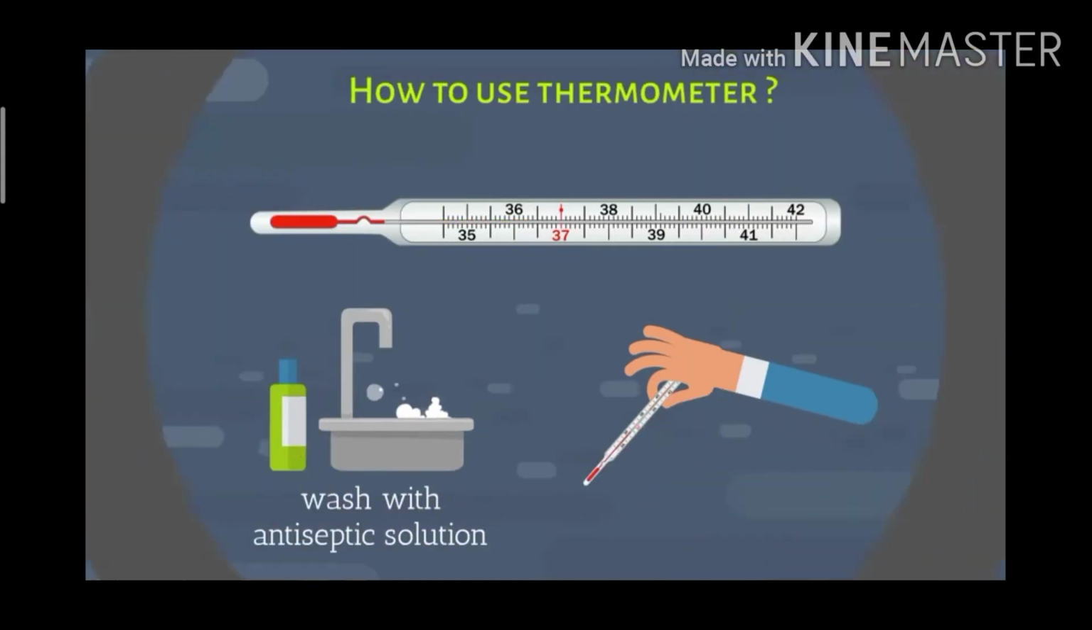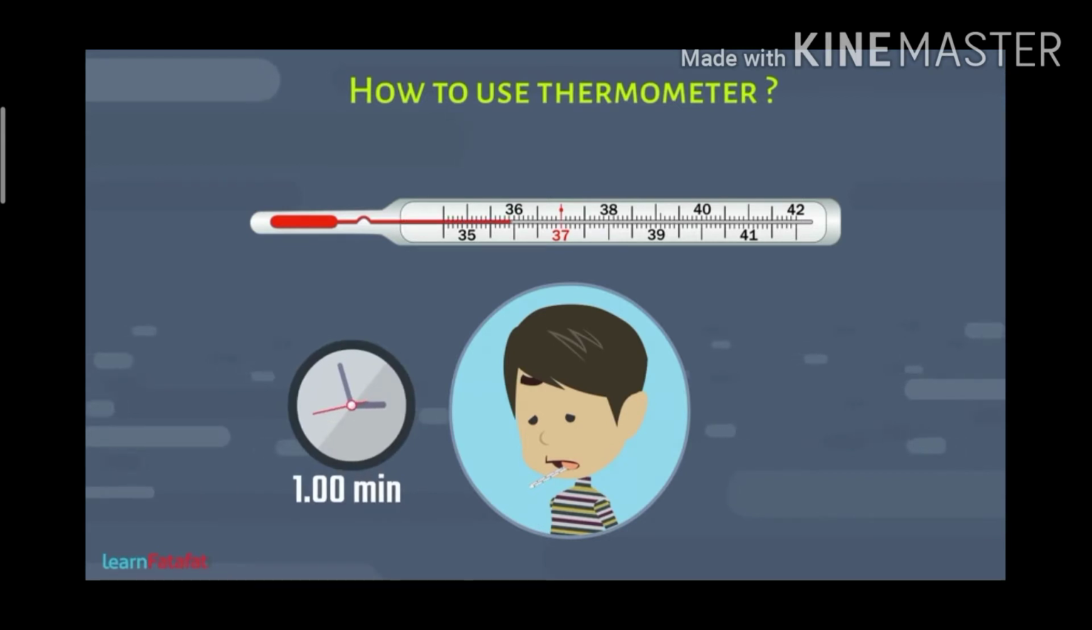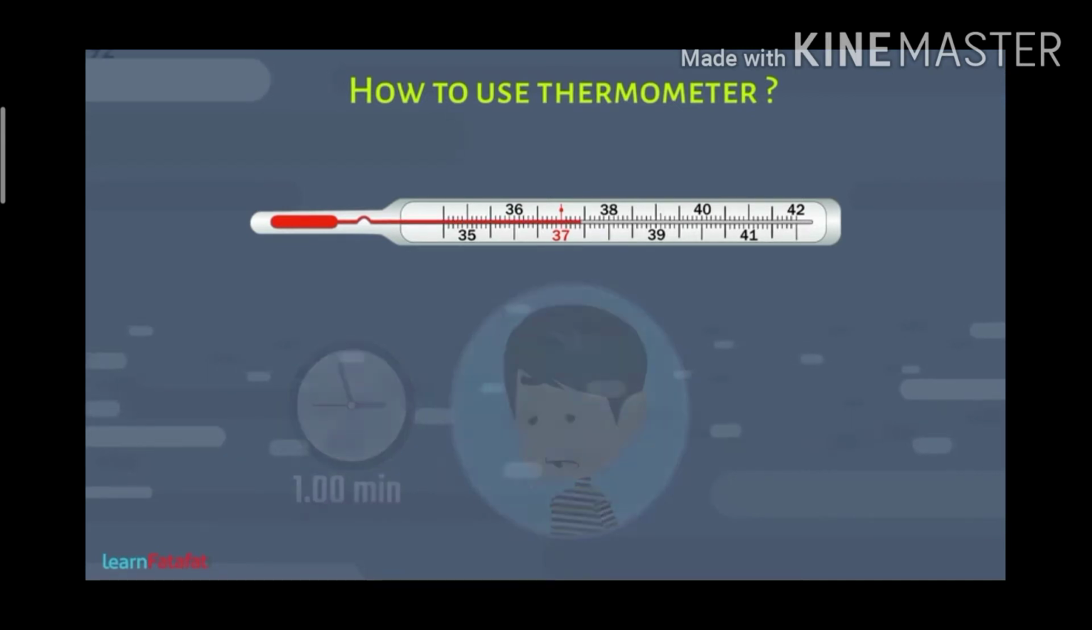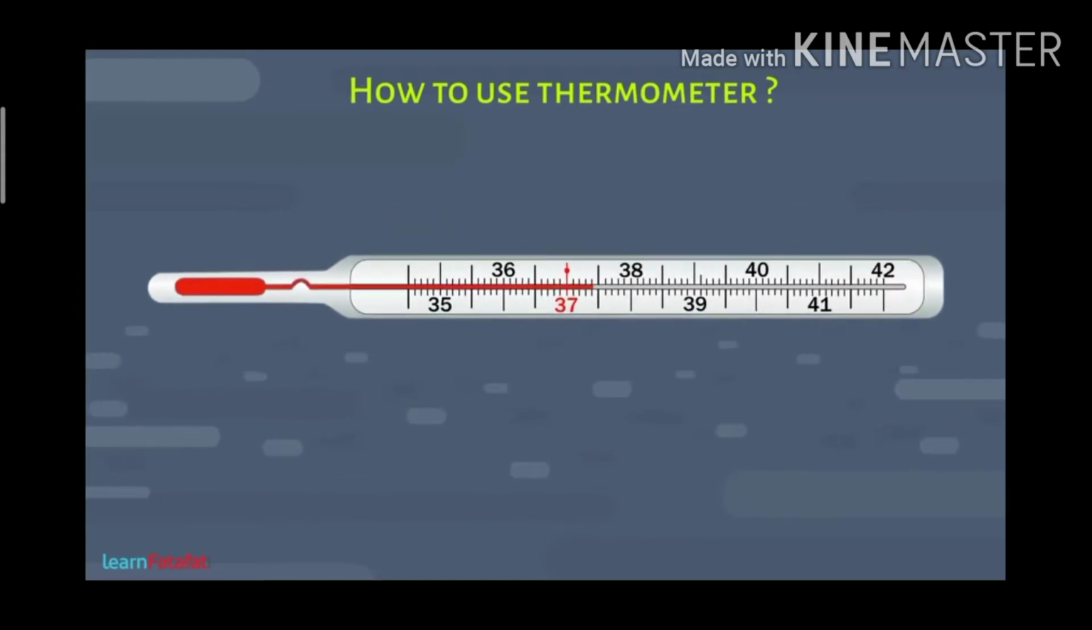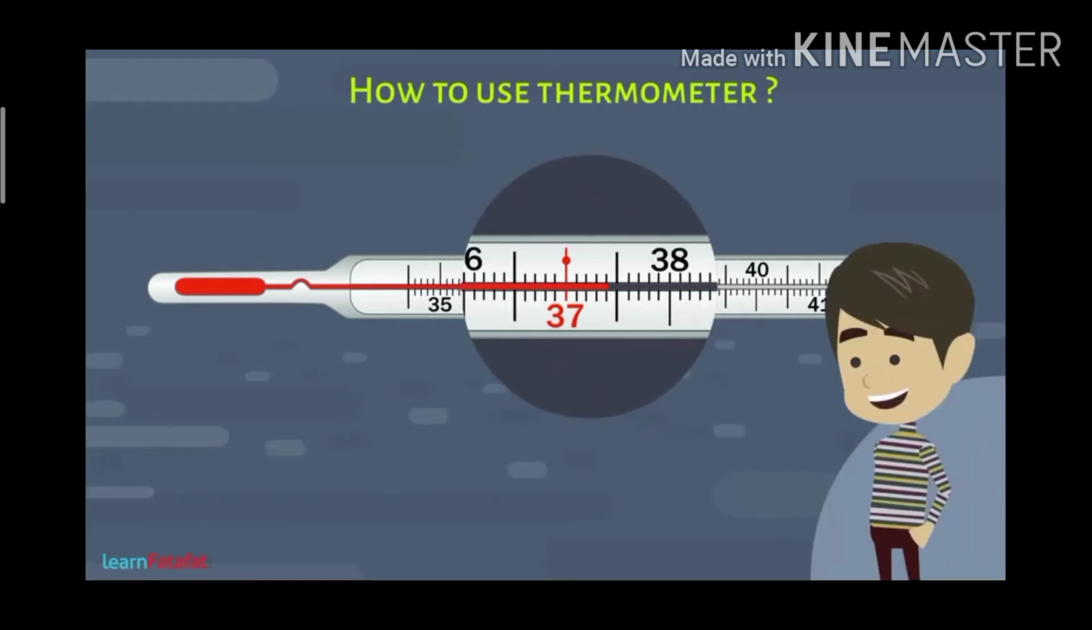Now place the bulb under the tongue. Keep it as it is for a minute. Let the mercury expand. Now we can observe the body temperature shown by the thermometer. Here is a sample reading, 37 degrees and 0.4 degrees Celsius. So the reading is 37.4 degrees Celsius.